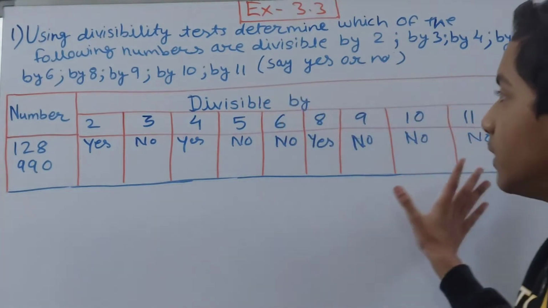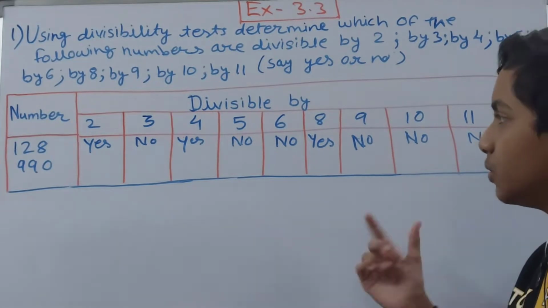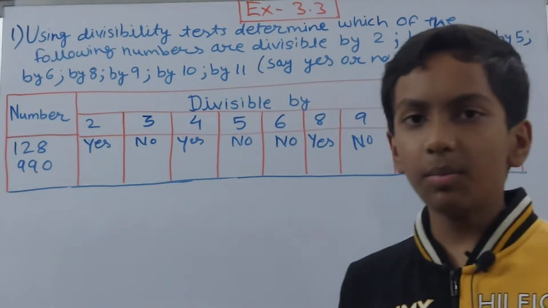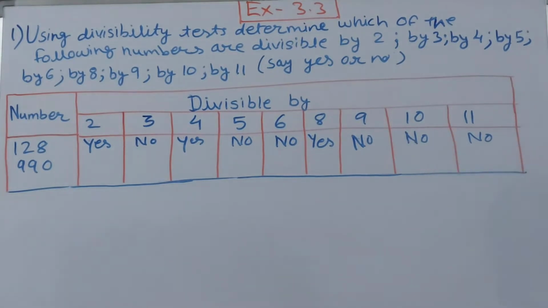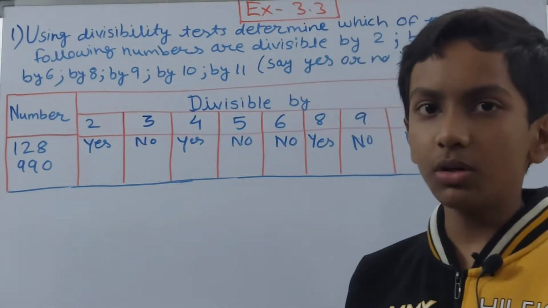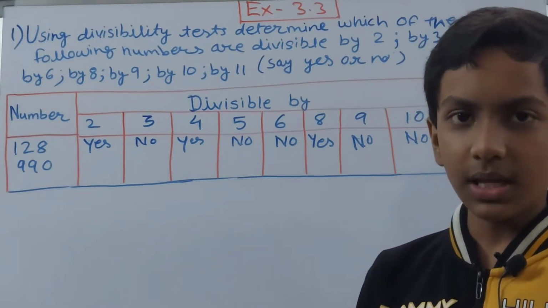Say yes or no. Now here some numbers are given. We have to use the divisibility test to see that they are divisible by 2, 3, 4, 5, 6, 8, 9, 10 or 11 or not. Okay, we have to put yes or no. So first we need to know the divisibility test. So let us keep on doing this and we will see.